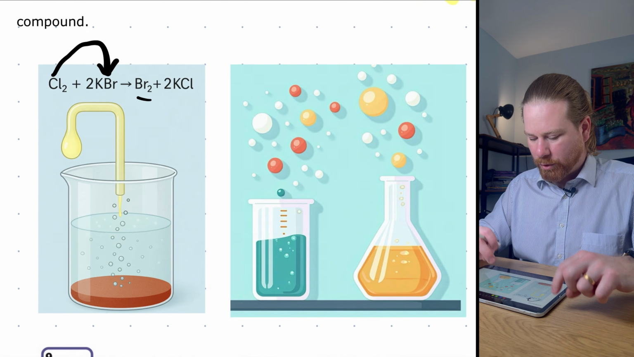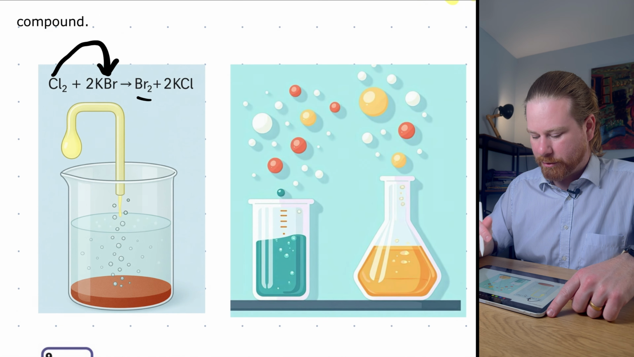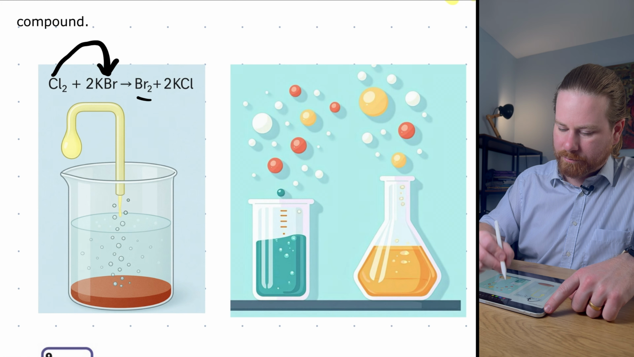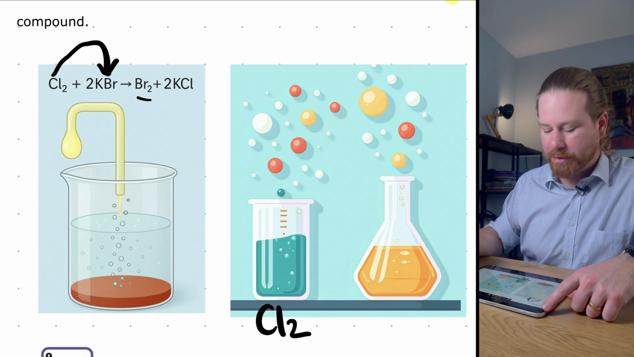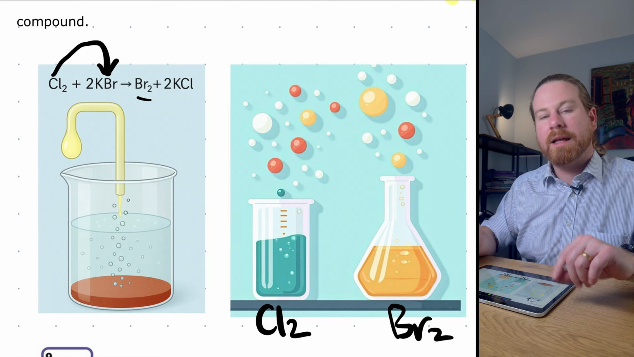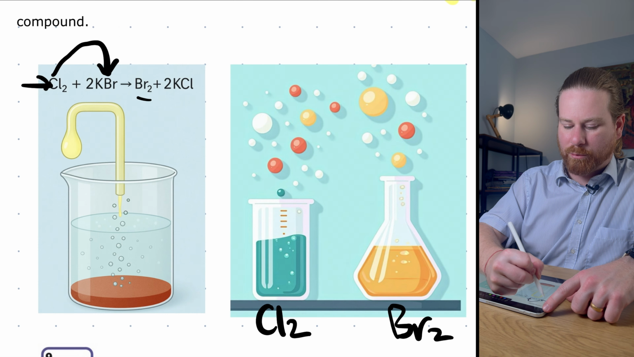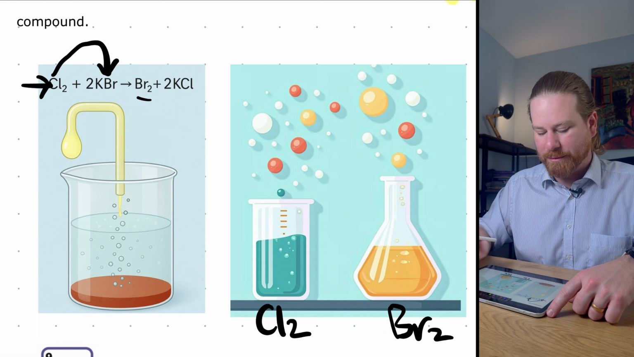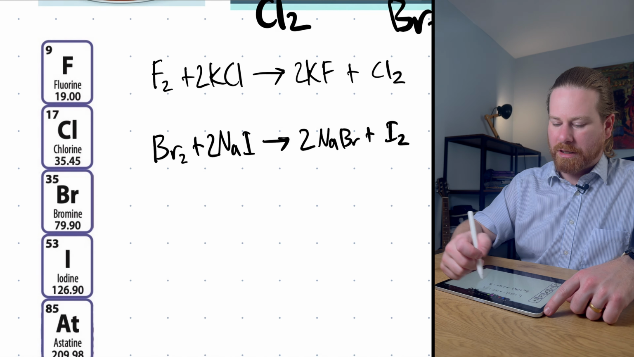So let's have a look at what we've got going on over here. We've got this greenish sort of thing, so this could be chlorine. We've got this orangey brown thing over here, so we're getting bromine formed, which makes sense. Chlorine is more reactive than bromine. Again, it would be the same reaction over here, but AI this time didn't do a particularly good job of making the image. So let's have a look at a few more examples.